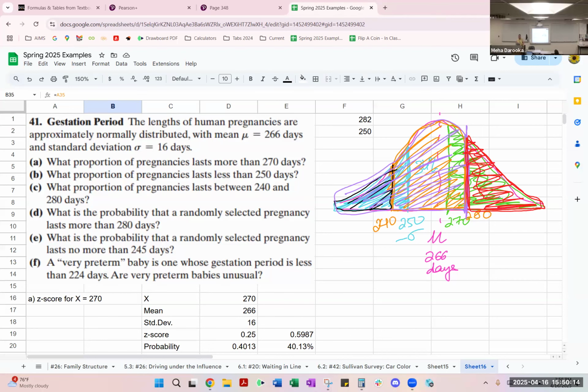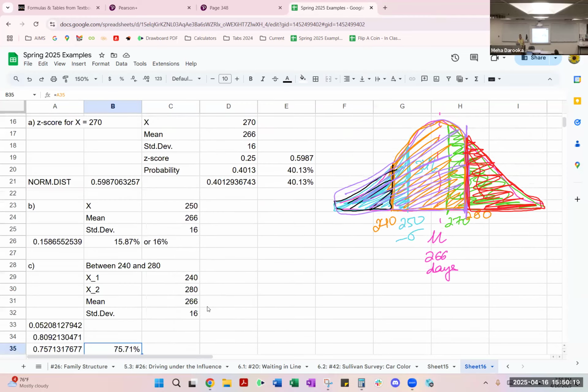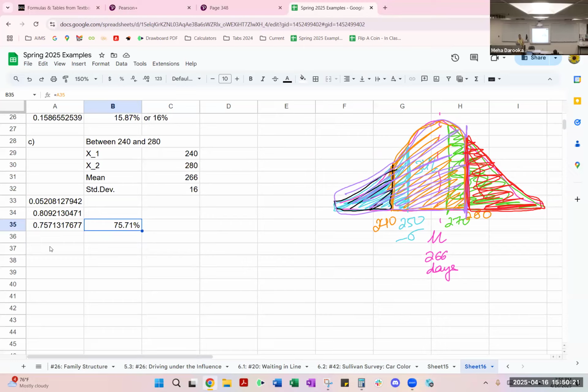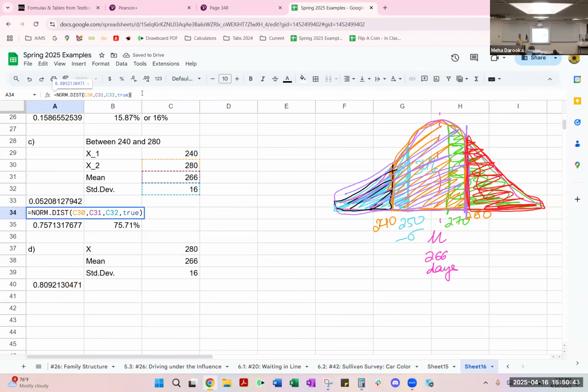And here's the awesome thing. We've already done the norm dot distribution for 280. So you just have to do a little bit of calculation to find the right-hand side. Because for this guy, we already have the math for this because this is what we did here. Remember, this was the guy with 280, 266, and 16.